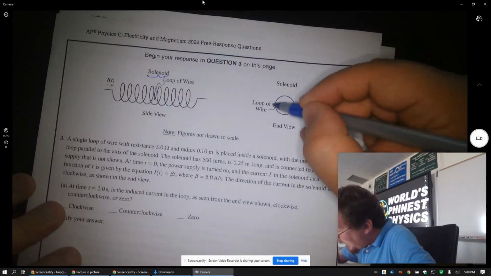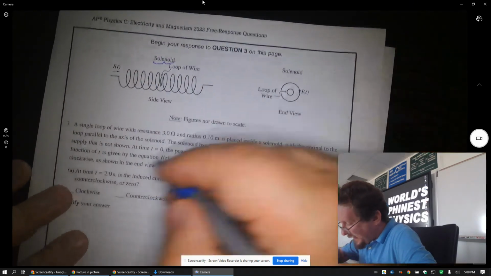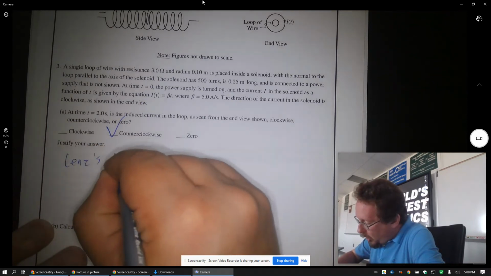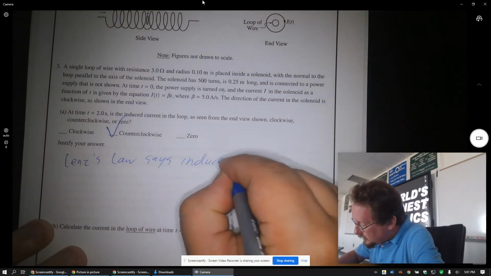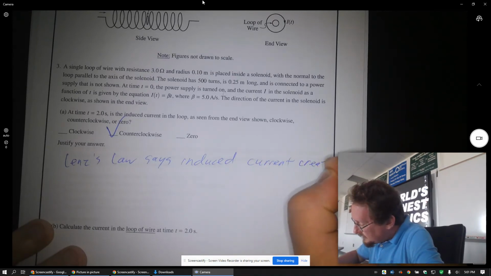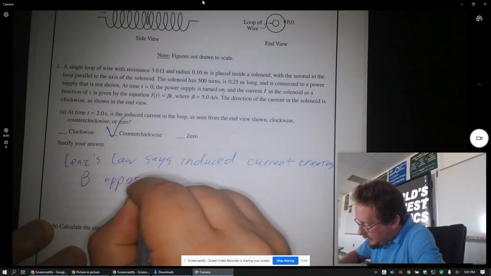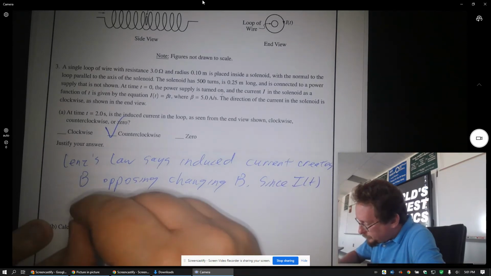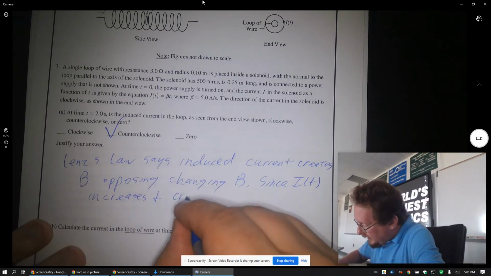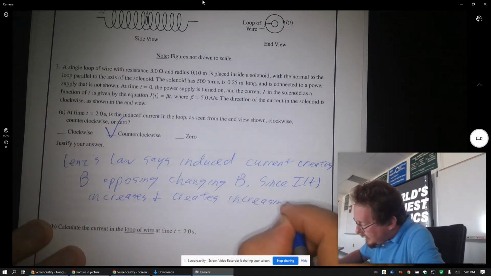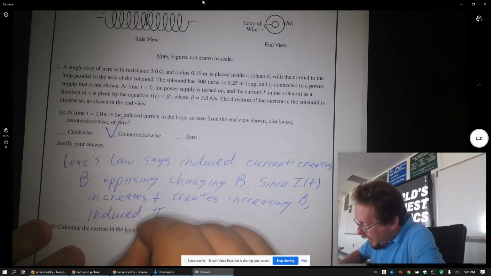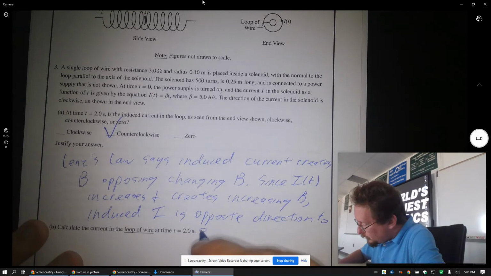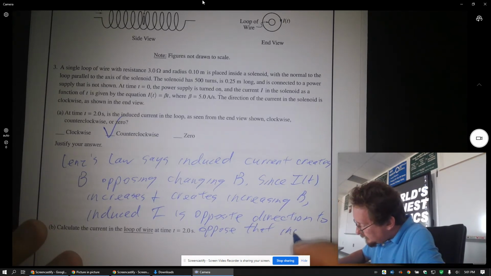Okay, so the I is increasing clockwise. So to oppose that change, there's going to be a counterclockwise current. Okay, I don't think this would get full points, but here's what I'm going to say. I'm going to say Lenz's law says the induced current creates a magnetic field opposing the changing magnetic field. Okay, so since I of t increases and creates an increasing magnetic field, the induced I is in the opposite direction to oppose that increasing B.